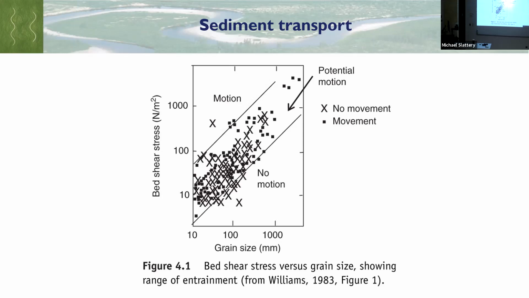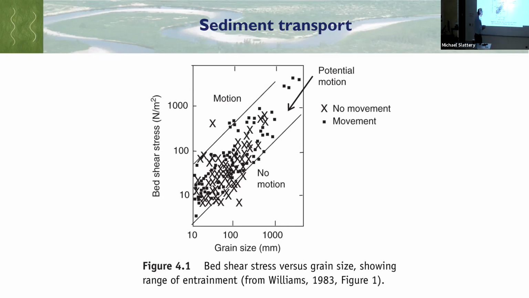And this diagram is partitioned out. All the dots and X's are from a variety of studies. And the bottom line here is that anything that is a little black square is where the scientist was observing movement. The particles were moving under that particular set of flow conditions, right? And X is no movement, right? So the shear stresses that were measured indicated no movement of particles, okay?